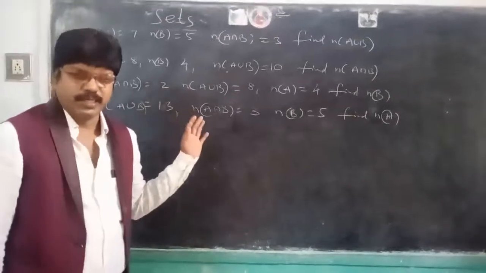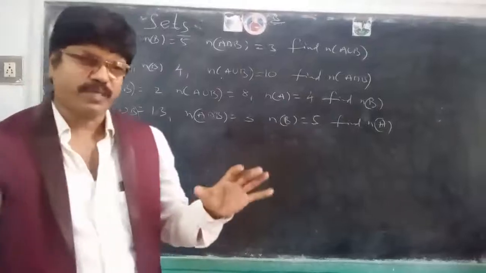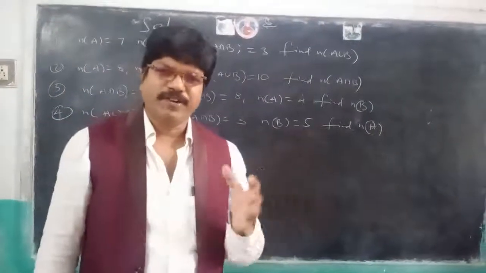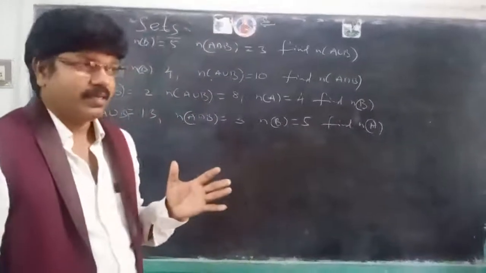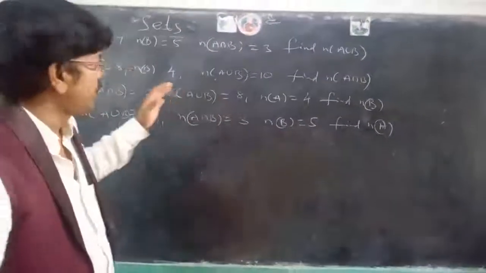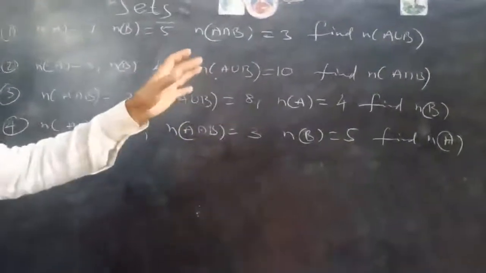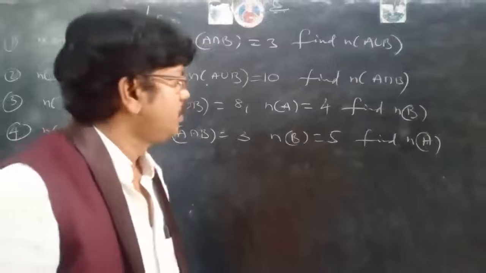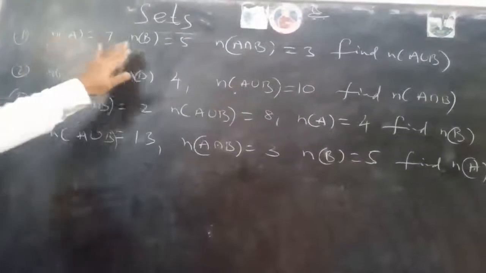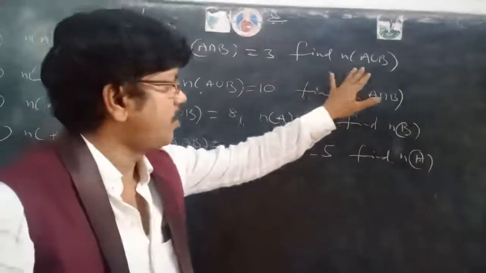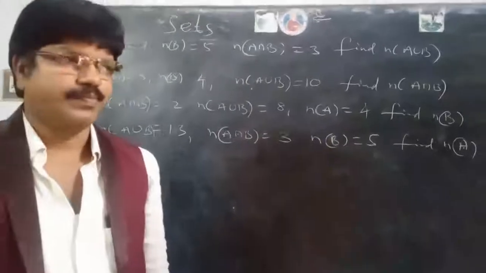Here also, children, another model you have already discussed in the previous class. It's also most important. If you have finished the cross out of the sets, you must have understood all this. N of A, N of B, N of A intersection B, find N of A union B. Here, how many are there? N of A, N of B, N of A intersection B, N of A union B. 4 variants are there.